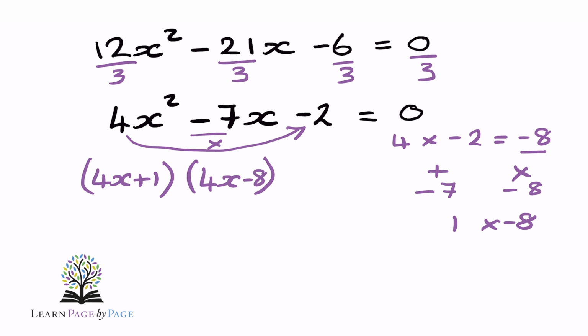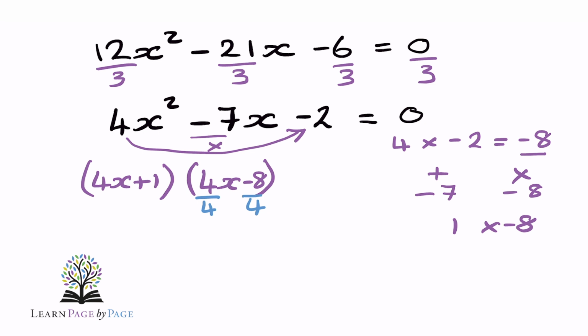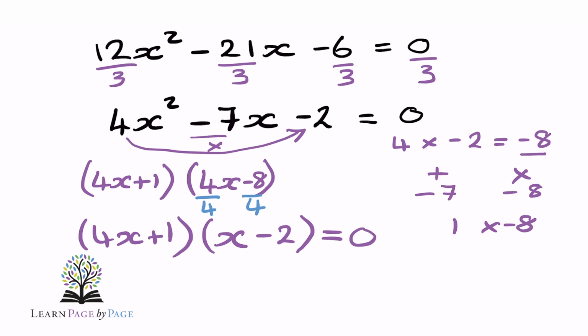Then we're going to see if we can simplify. We can't simplify the first bracket. The second one, they both have a common factor of 4. So 4 divided by 4 is 1 and minus 8 divided by 4 would give us minus 2. And then rewrite your brackets. First one, 4x plus 1, that stayed the same. Second bracket, x minus 2. Now it equals 0, because again, all we've done is rewritten this in bracket terms.